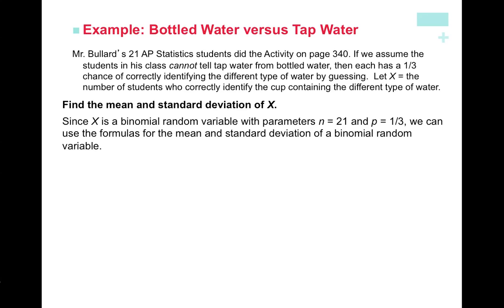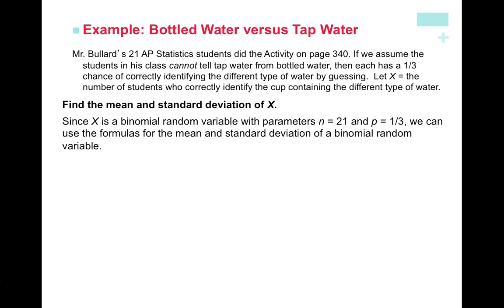This is a binomial random variable. The number of trials is 21. Probability of a success is 1/3. Each trial is independent. We're going to pretend that the students don't, or we're not pretending, the students aren't going to help each other. Just because one student picked one thing doesn't mean the next won't pick something.